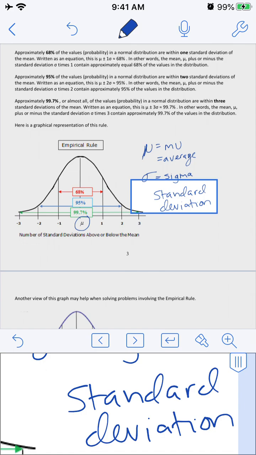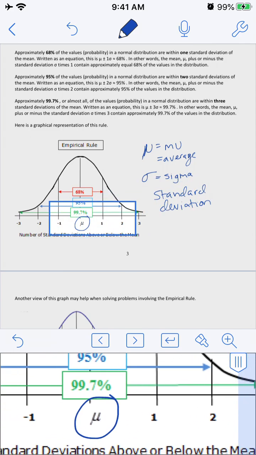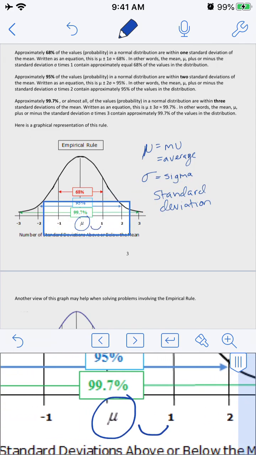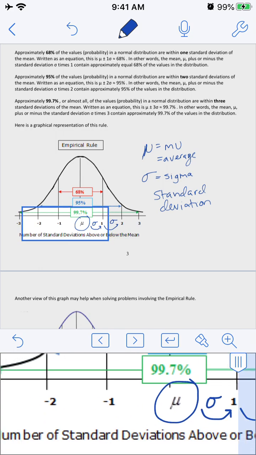Standard deviation is a little trickier because we're used to averages, where we add them all up and divide by however many we have, but standard deviation is calculated a little bit differently. These are sigmas right here. Basically it says what's the average that people tend to go away from the average, right?